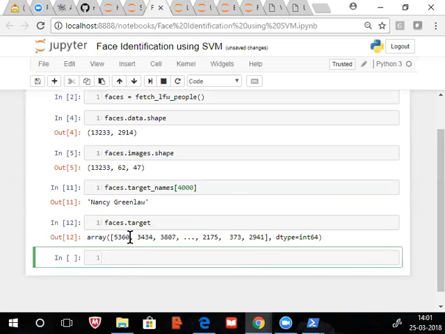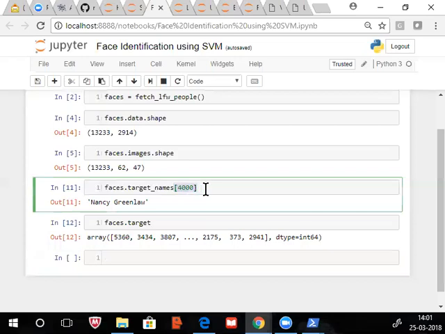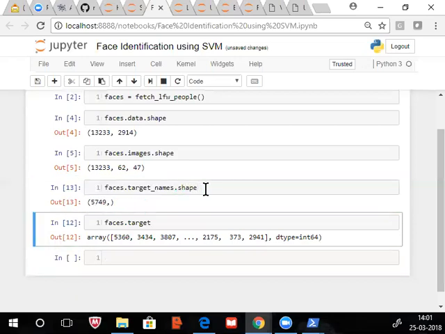Target name would be related to some image only, right? Then it would be within the data only, not from outside. So how many classes are we getting into? Here we shaped it: 5,749 classes. That is the problem, and we will be solving that problem.